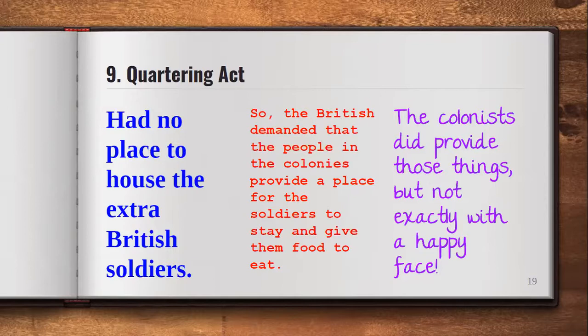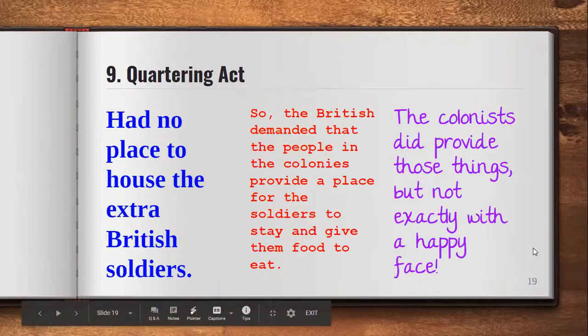Okay, so we talked about that oftentimes they would find some space in their house, but that they didn't necessarily find the nicest space and the nicest food for them. But they had to comply because that was the law. Otherwise, they could be arrested.